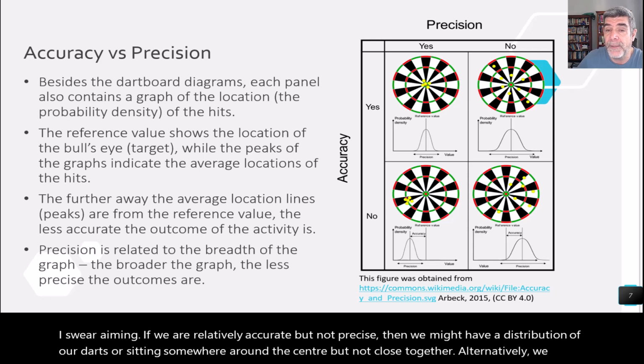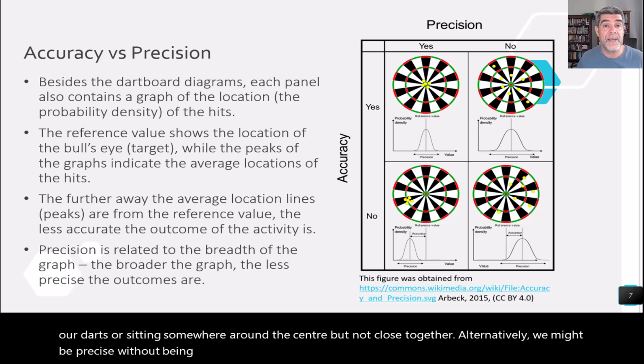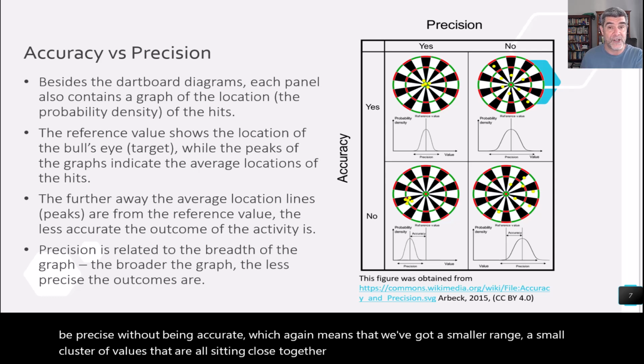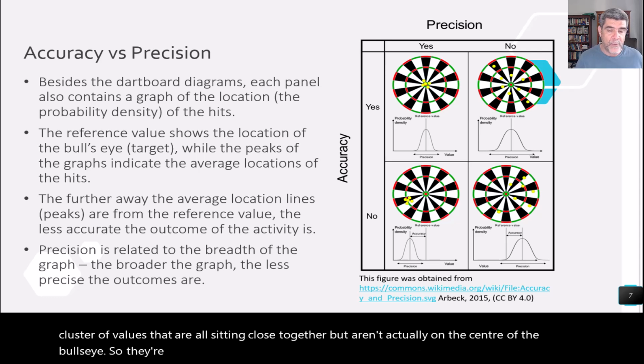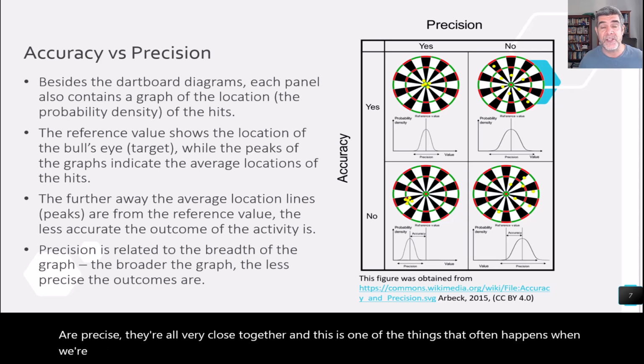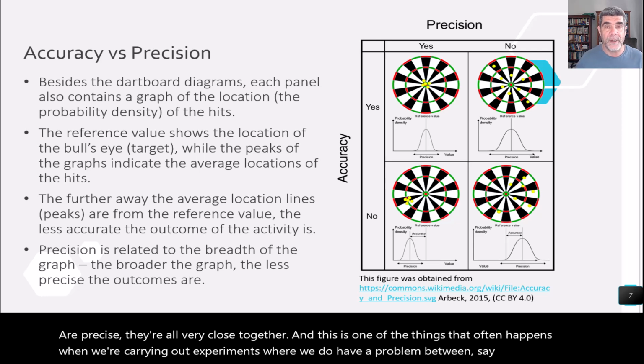Alternatively, we might be precise without being accurate, which again means that we've got a smaller range, a small cluster of values that are all sitting close together but aren't actually on the center of the bullseye. So they're somewhere out, which means that they are precise. They're all very close together. And this is one of the things that often happens when we're carrying out experiments where we do have a problem between, say, the experimental and theoretical values.